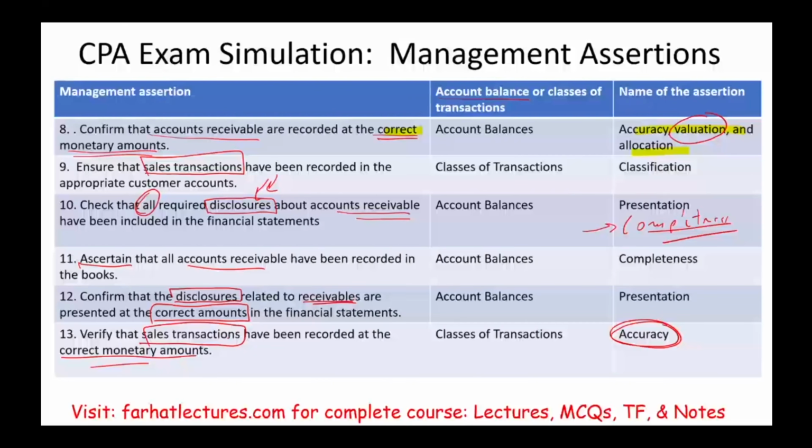What should you do now? Go to Farhat Lectures, look at additional exercises like this one, quasi CPA simulations, multiple choice, true, false. That's going to help you understand management assertions, also known as management audit assertions. It doesn't matter. Management assertion is an important topic on the CPA exam as well as your accounting courses. Shortly, we're going to take those assertions and collect evidence that meets the management assertions. So that's why it's important to understand them at the basic level.